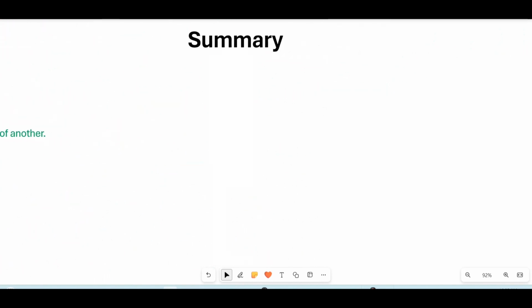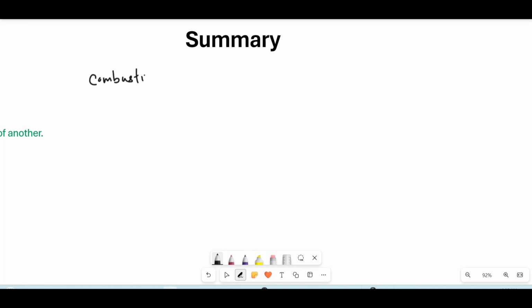So we can write a summary here. The first reaction is combustion. So what is combustion reaction? Burning, right? Carbon compound burning. For example, methane on burning gives carbon dioxide plus H2O along with heat and light. Heat and light are the other products.